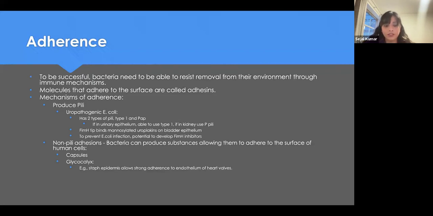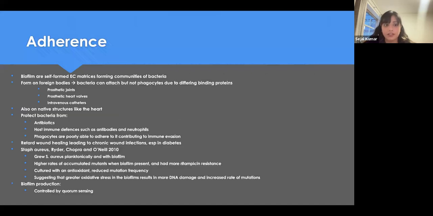And then other adhesins are things like capsules or the glycocalyx. I've included an example there. But basically, it's really important, especially for extracellular bacteria, to be able to adhere to their environment because otherwise they'll be removed by the immune system and they won't be successful in their pathogenesis.